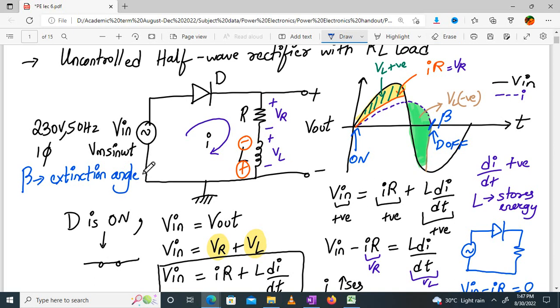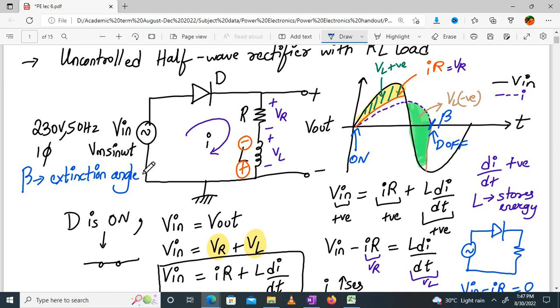Is this understood? First of all, your current waveform and voltage waveform are not in phase. Remember this: current will be leading the voltage. Always remember, if you have not understood whatever explanation is provided so far, just remember this: your current will be leading the voltage whenever you have an RL load. That's it. So in this case, why do we call it uncontrolled?